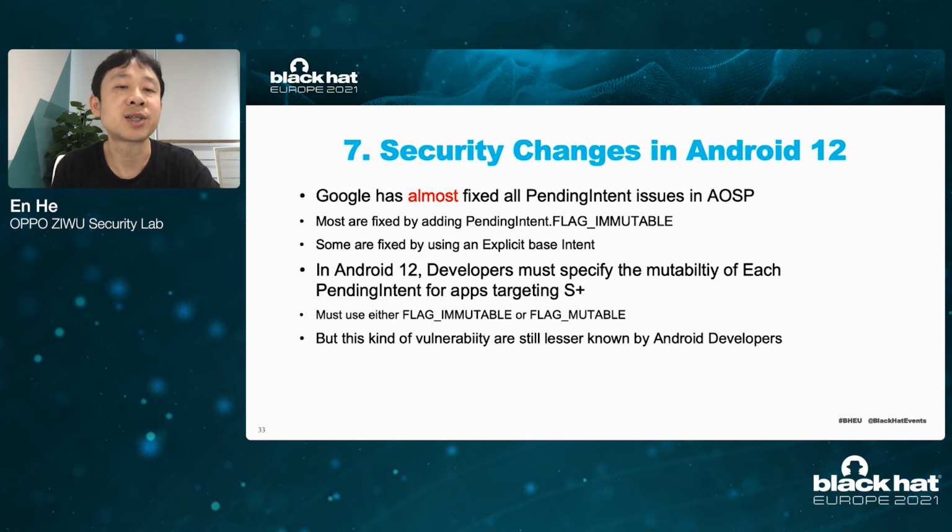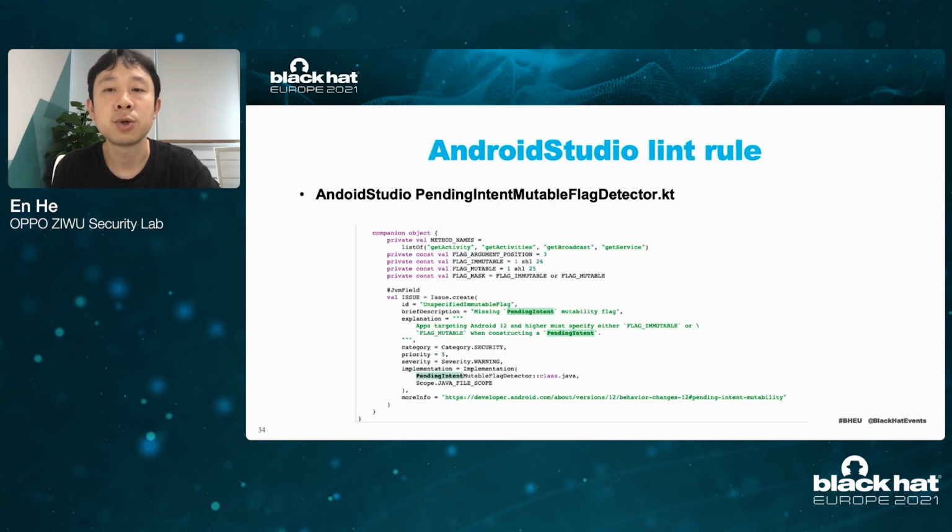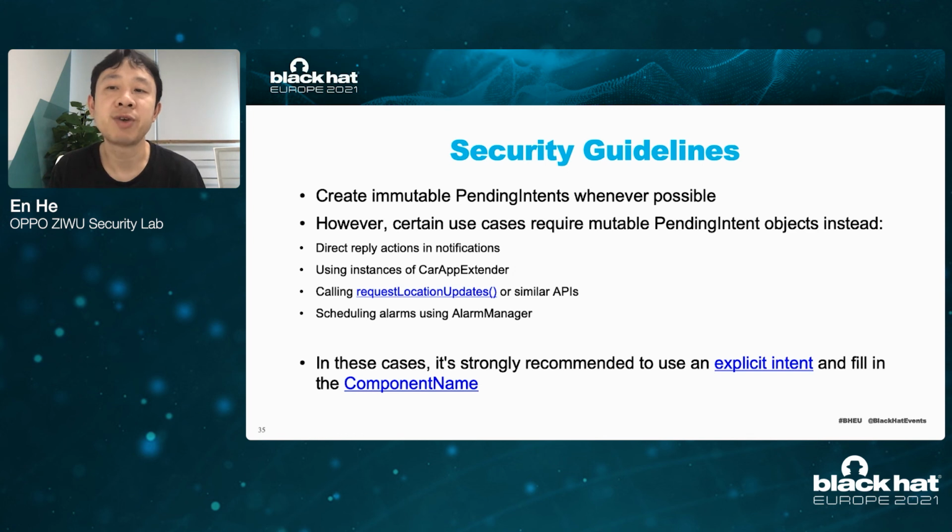But this kind of vulnerability is still little known by Android developers. That's why we decided to disclose this at Black Hat Europe. Also, Google added a lint rule to detect FLAG_IMMUTABLE in its official Android Studio IDE. It adds a pending intent mutable flag detector, so developers can check if a pending intent is insecure in the official IDE, very conveniently. There are also some guidelines for developers to use pending intents safely. Developers must create immutable pending intents whenever possible.